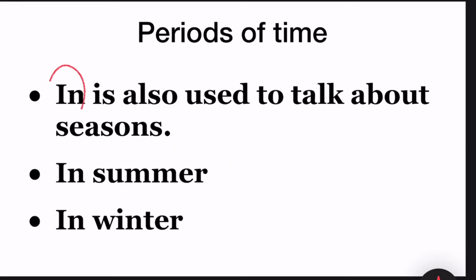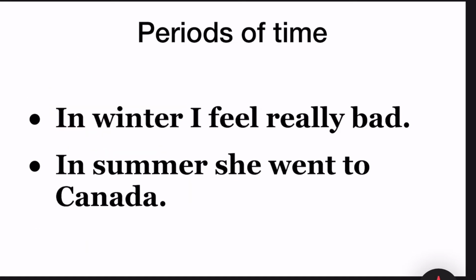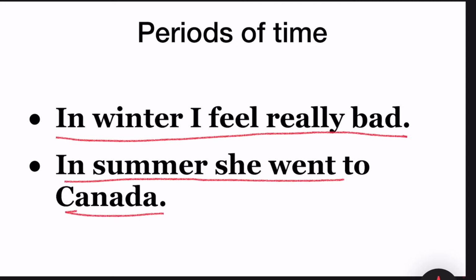Next, in is also used to talk about seasons. If you want to talk about seasons, you have to use the preposition in before the season: in summer, in winter, in autumn. Look at the example sentences. In winter, I feel really bad. In summer, she went to Canada. So, before seasons, we have to use the preposition in.